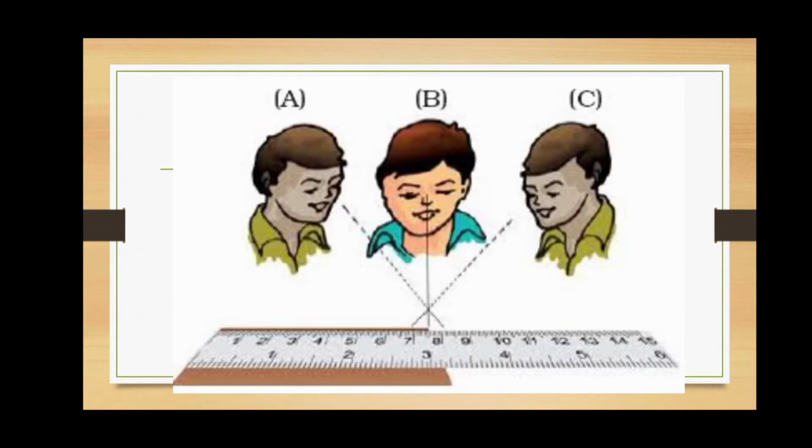The correct position of the eye is also important for taking measurement. Your eye must be exactly in front of the point where the measurement is to be taken, as shown in the figure. Position B is the correct position of the eye. Note that from position B, the reading is 7.5 centimeter. From positions A and C, the readings may be different.